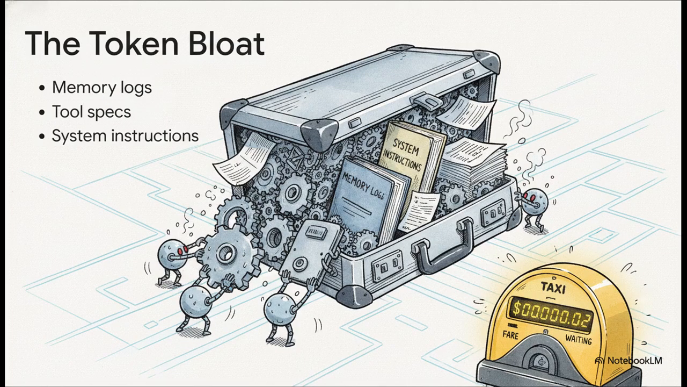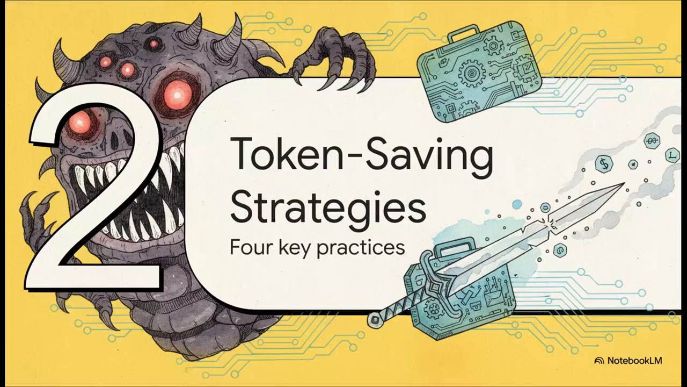It's like a giant snowball effect. Your agents are constantly passing all these memory logs back and forth. They're loading up highly detailed tool specifications for every step. They're rereading massive system instructions every single turn. Every time your model processes these repetitive elements, that taximeter ticks up. It's incredibly expensive, and it fundamentally drags down the speed of everything you're trying to do. But hey, there is some really good news here.